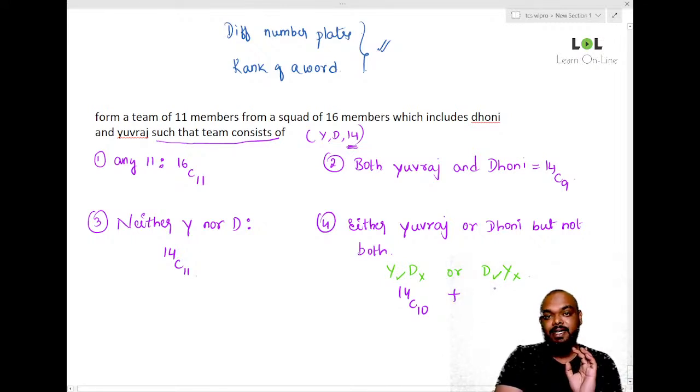Or, means plus, Dhoni is already selected and Yuvraj cannot be selected. Dhoni is already selected means one person is already selected. Still we need 10 people. Where do we select them from? Remaining 14. Why? This time Yuvraj cannot be selected. Dhoni is already selected. So this gives us what? 14C10. Altogether, 2 times 14C10 is my answer.